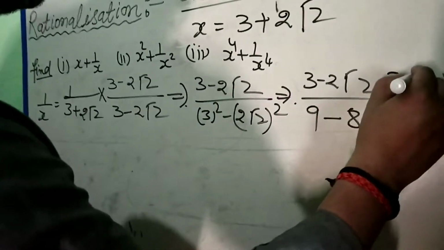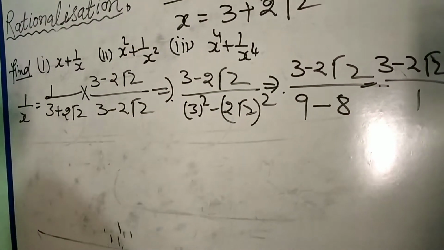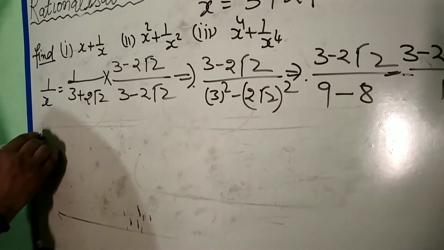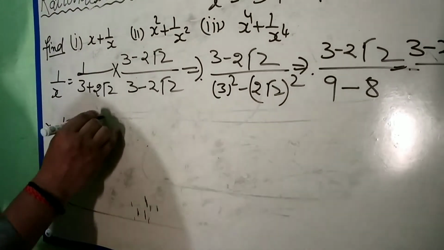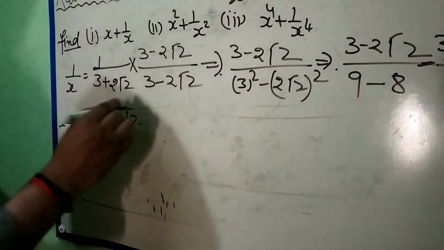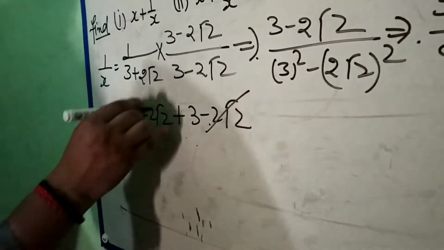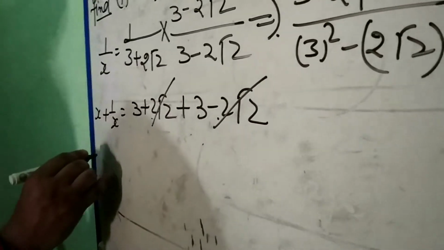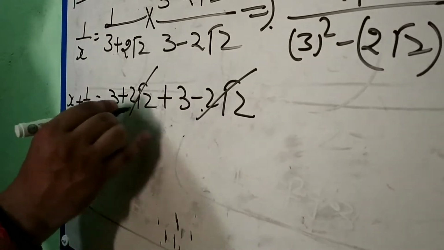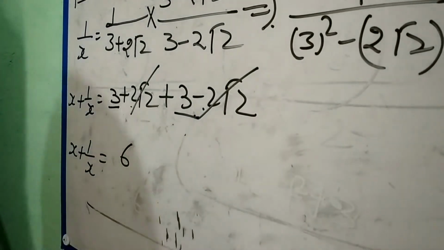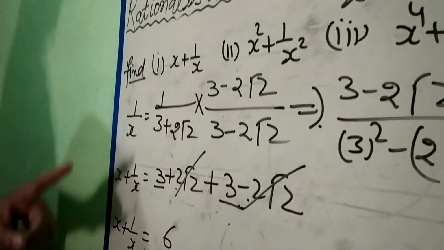So that is the value we have got, 3 minus 2 root 2 upon 1. So we need not write. Now x plus 1 by x is equal to, x की value is 3 plus 2 root 2. 1 upon x we have got 3 minus 2 root 2. Minus 2 root 2 plus 2 root 2 cancel. x plus 1 by x की value we have got 3 plus 3, 6. So first part, we have got x plus 1 by x is 6.